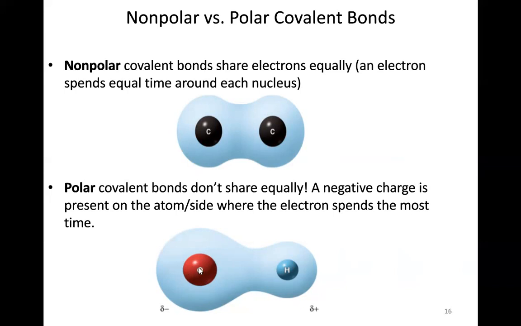Like with oxygen that has 8 protons, and hydrogen that only has 1 proton. So in other words, this is like 8 times stronger than this one. So where are the electrons going to congregate more towards? The oxygen side.